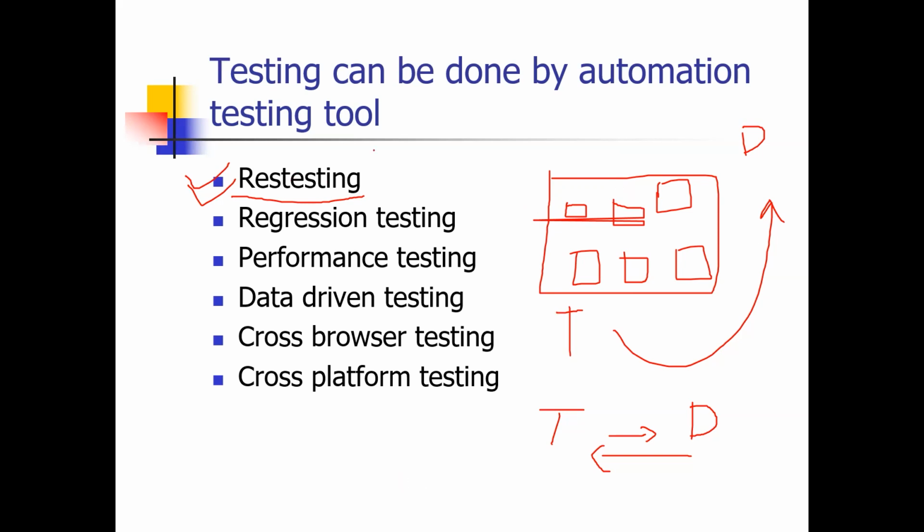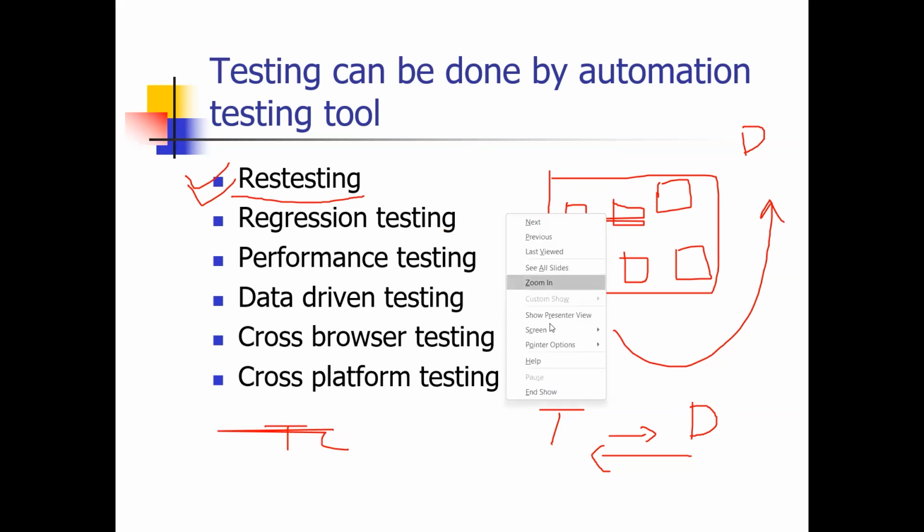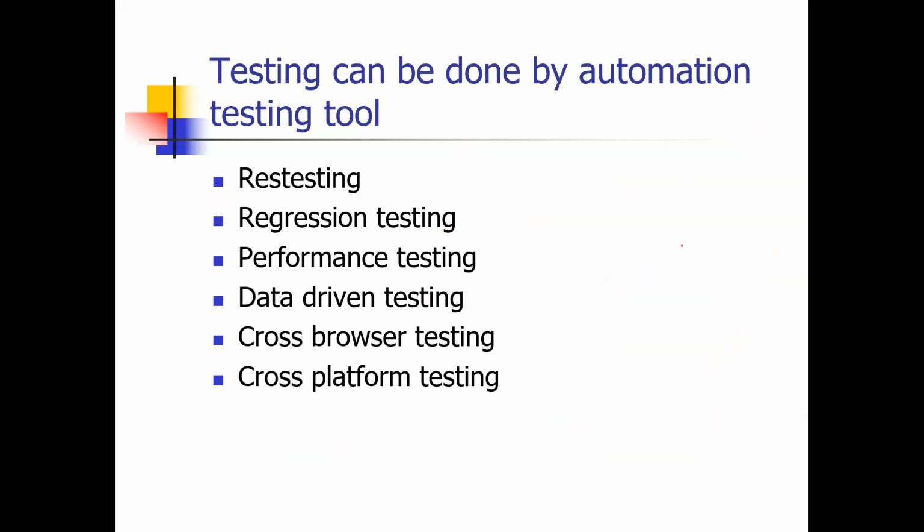Retesting means retesting of failed test cases. Testing is done in the form of test cases. So if some test cases fail, then what will happen? They will be sent to the developer, the developer fixes them, and then the tester will check again whether those test cases are fixed or not. So in short, you can say retesting is testing of failed test cases. Testing of failed test cases is called retesting.